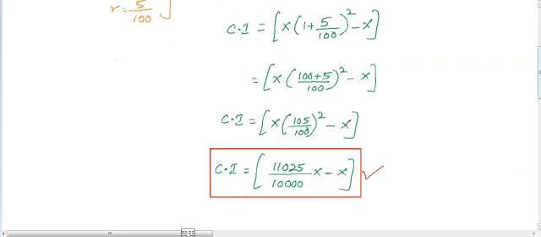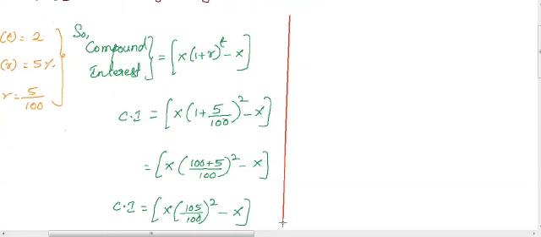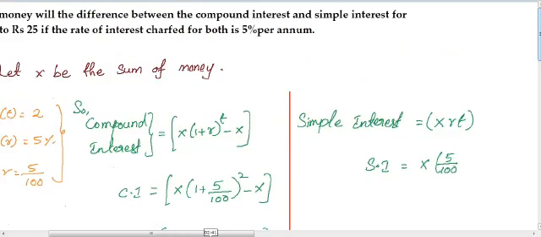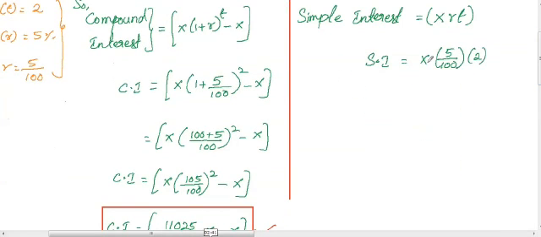Now find the simple interest formula. Simple interest equals x into r into t. Here r is 5 by 100 and t is 2. So x into 5 by 100 into 2. So simple interest equals 10 by 100 x, which is x by 10. So simple interest is x by 10.